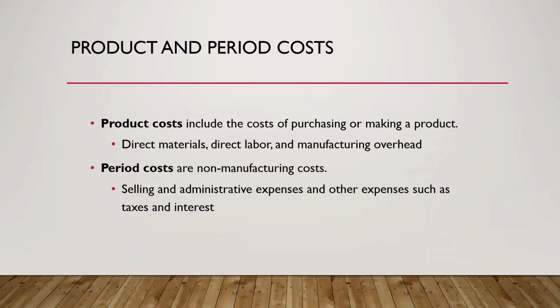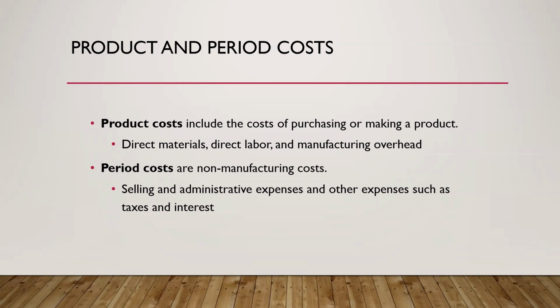Product and period costs. Now, another way costs can be classified is as product or period costs. This characterization is required when preparing financial statements. Product costs include the cost of purchasing or making a product. Direct materials, direct labor, and manufacturing overhead are all examples of product costs.